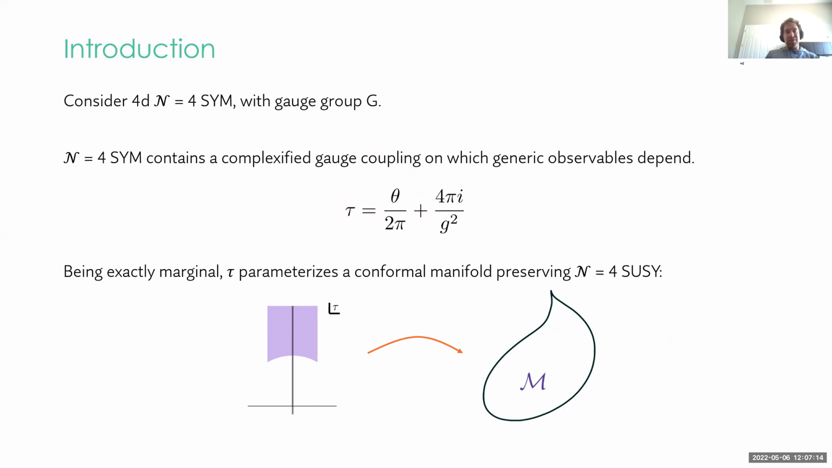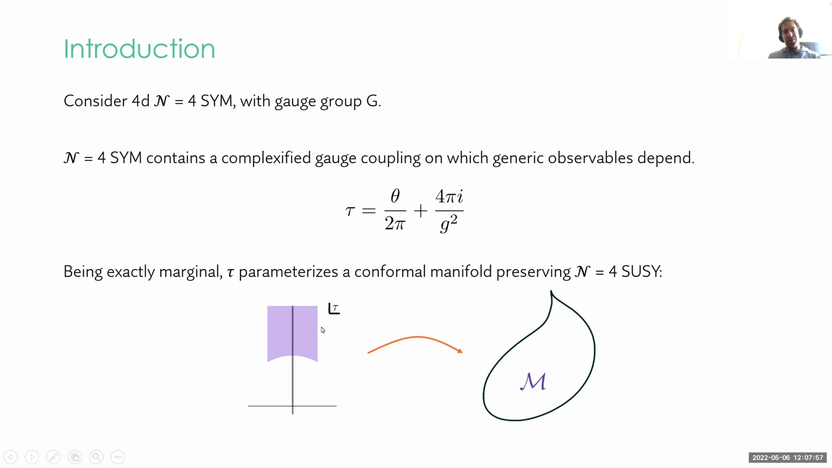So to set the stage, we'll be considering 4D N=4 super Yang-Mills with gauge group G. And this theory has a complexified gauge coupling tau on which generic observables depend. In particular, the imaginary part of tau is 4 pi over g Yang-Mills squared, which I'll just call g squared for today. This coupling is exactly marginal, and it parameterizes a conformal manifold that preserves the full N=4 superconformal symmetry. So I've pictured that conformal manifold M like so, in this teardrop shape, where this cusp up top is meant to represent the free theory. And so these observables furnish a map between the upper half plane and this conformal manifold.